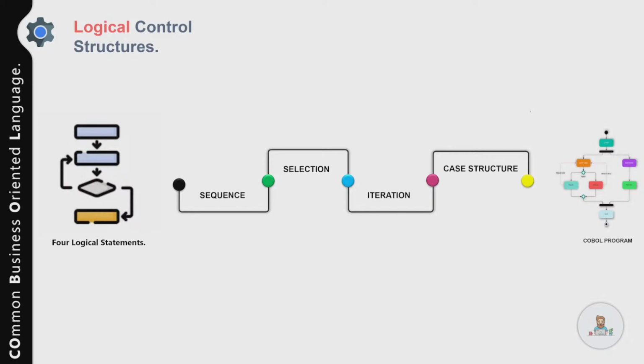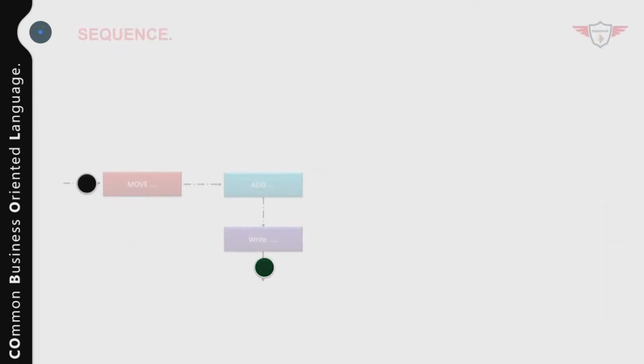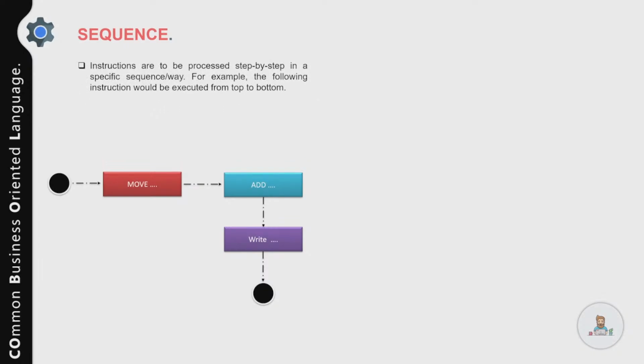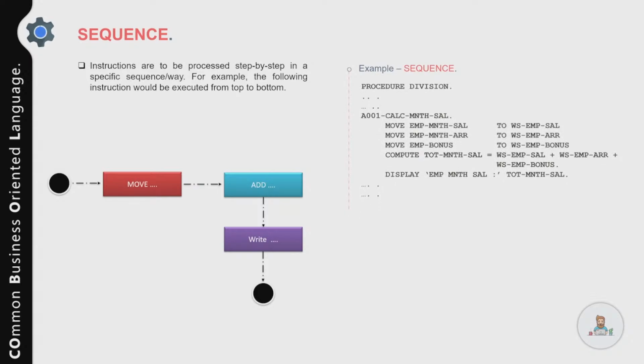Now let's talk about each category one by one so that you can understand the terminology, and then we're going to look into how you can implement that in your COBOL program. So first one is sequence. In sequence, the instructions are processed or executed in a specific order or sequence, that is step-by-step execution. For example, the following instructions will be executed from top to bottom. So in the following diagram, first of all, the MOVE statement will be executed. Thereafter, you have the ADD statement, which will be executed.